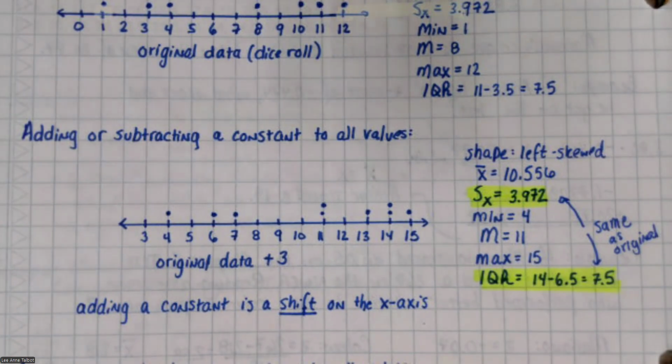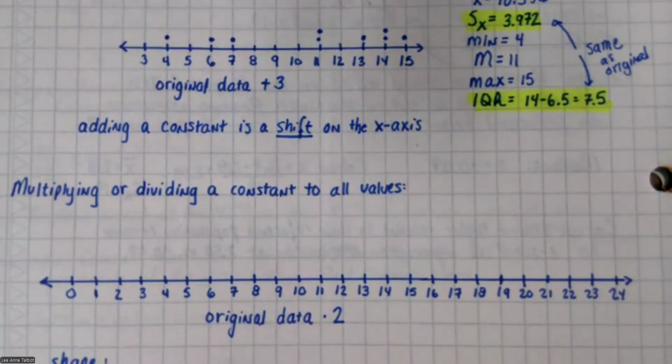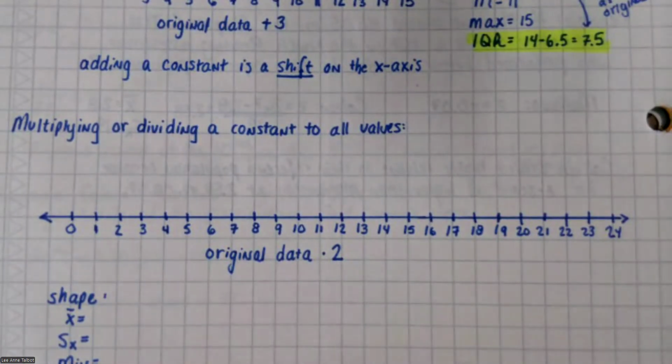Okay. All right, so now we're gonna do multiplying or dividing, which requires a big, big number line. If you have a tiny notebook, I'm very sorry.